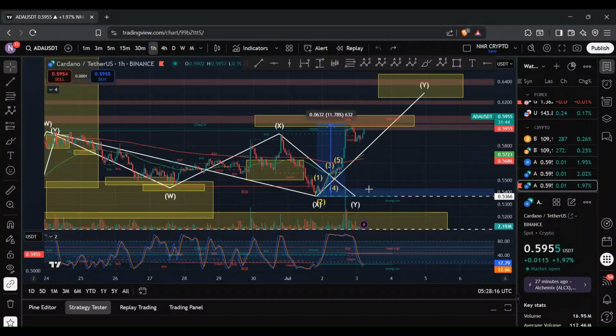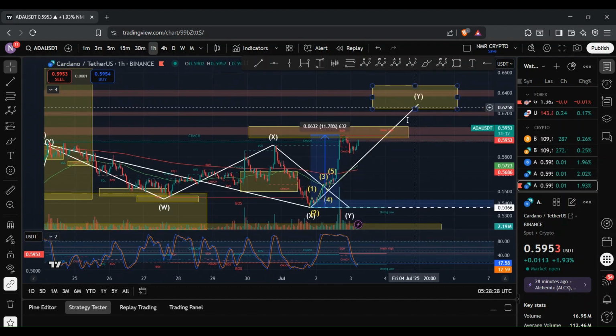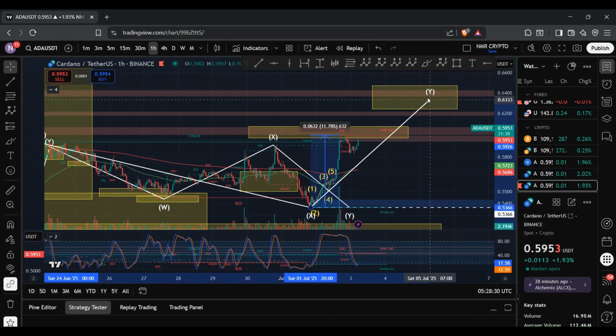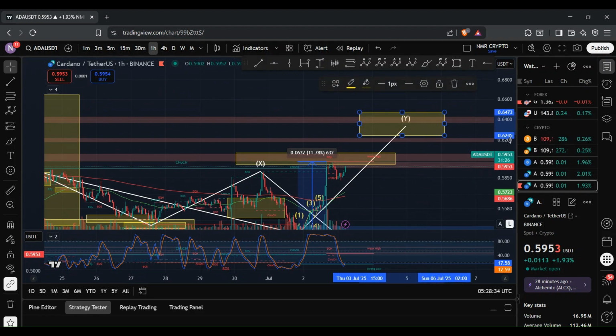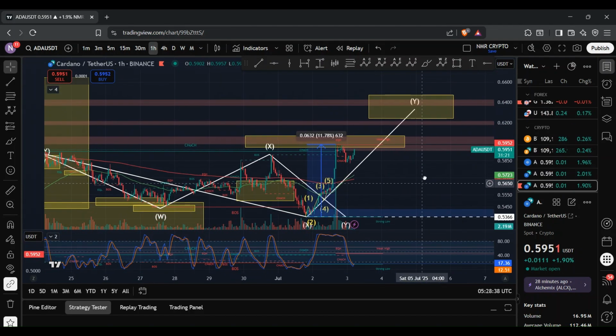So ADA has pumped to the upside, and in my previous video I mentioned how I was looking out for ADA to have bottomed out at this level, and that level sits at 53.66 cents. And yeah, as you can see, we ended up seeing that move to the upside where I was tracking the wave Y, which is this one here, and I'm looking out for the wave Y to tap into this region between 62.45 cents to 64.73 cents.